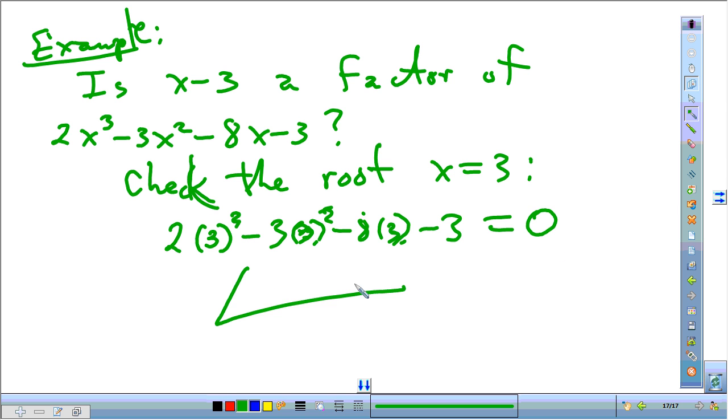So the answer to this question is yes. X equal 3 is a root, so x minus 3 is a factor. So we have this association between, and it's one way you could attempt to factor. Try different numbers. Are they roots? If they are, you get a factor. If not, that's not a factor.